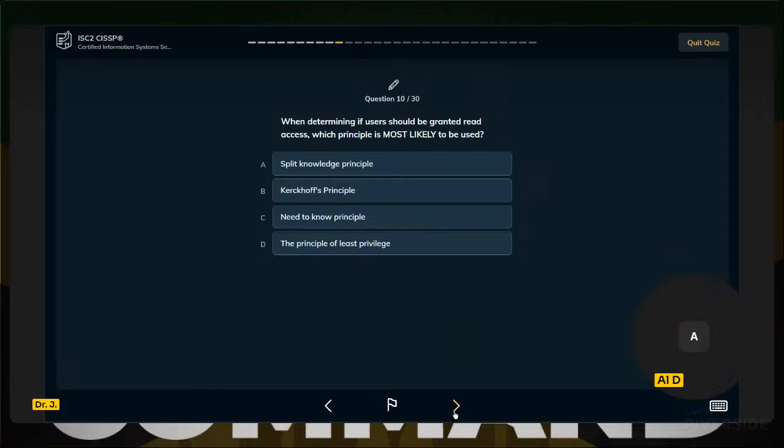All right. When determining if users should be granted read access, which principle is most likely to be used? Should that be the need to know? Yeah, need to know. Unless I'm thinking about it harder than it is. I hope I'm not thinking about this easier than I am. I think it's need to know.